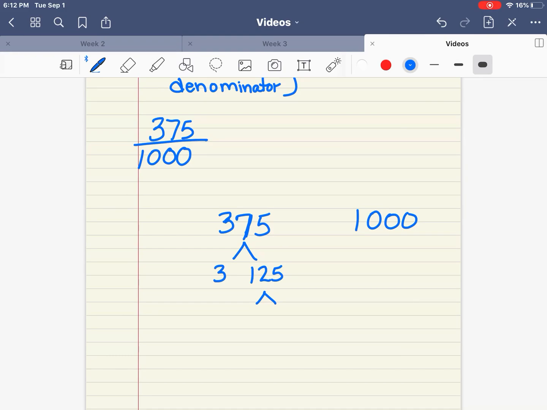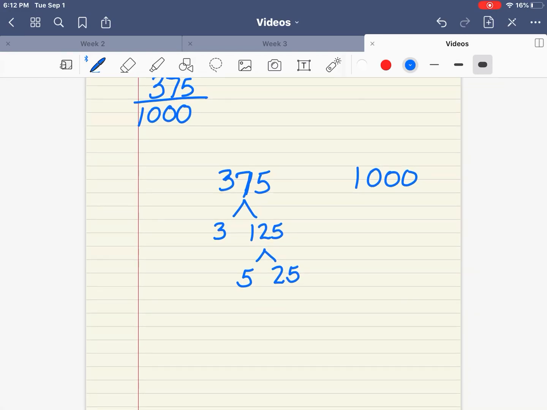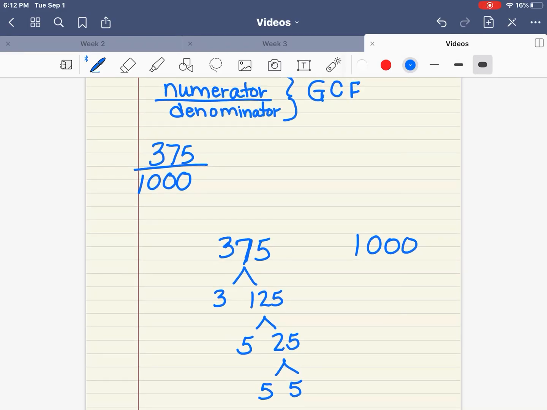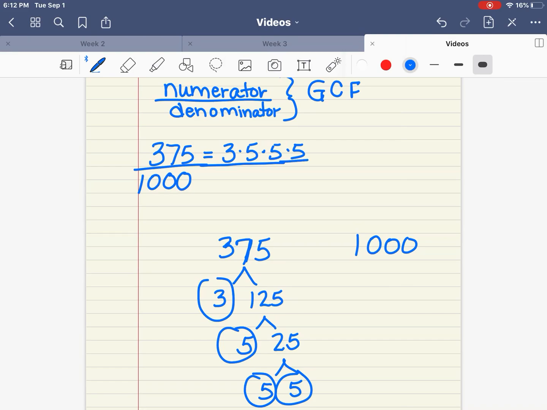Now, 5 plus 2 is 7, plus 1 is 8, so 3 will not go into 8, so it won't go into 125. The next prime number is 5, and I know that 5 times 25 equals 125. And I also know that 5 times 5 equals 25. So the prime factorization for 375 is 3 times 5 times 5 times 5.